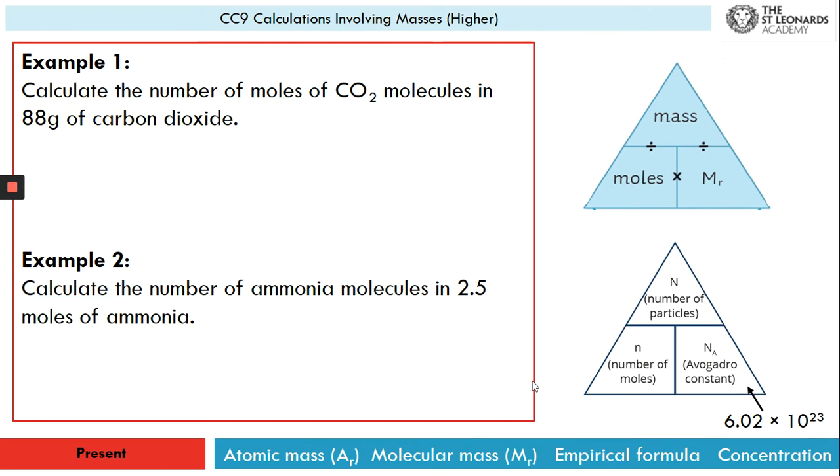Okay, a couple of examples here. I suggest you pause the video, have a go at doing both of these, and see how you get on. As the first example, calculate the number of moles of carbon dioxide molecules in 88 grams of carbon dioxide. And the second example, calculate the number of ammonia molecules in 2.5 moles of ammonia. Okay, so pause the video and have a go. Use the formulas, I've given them to you there again, and have a go.